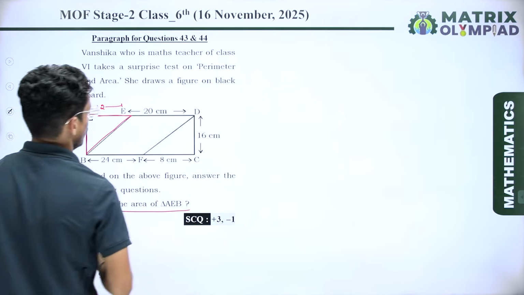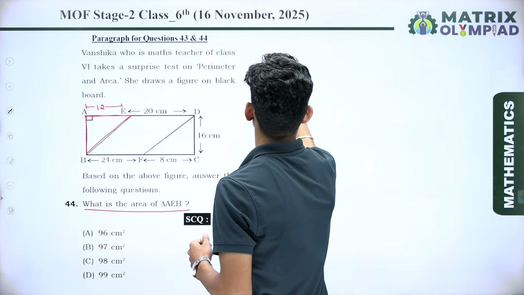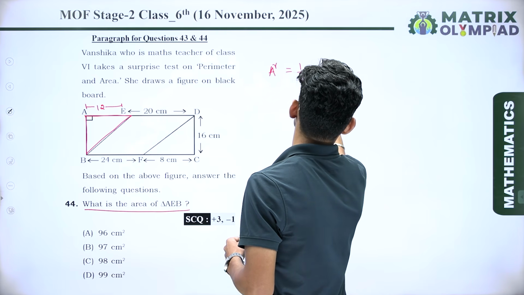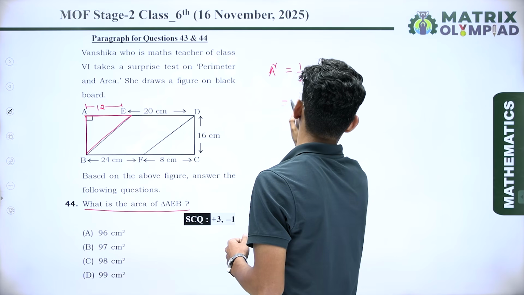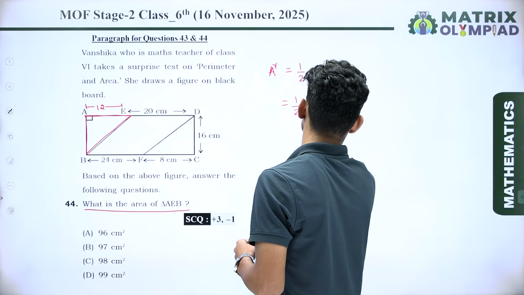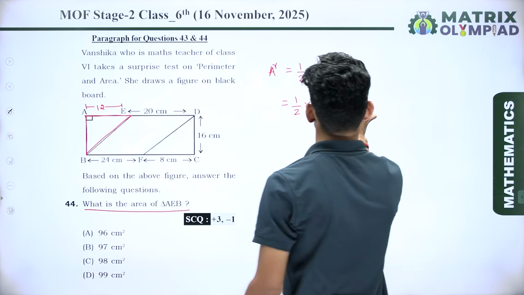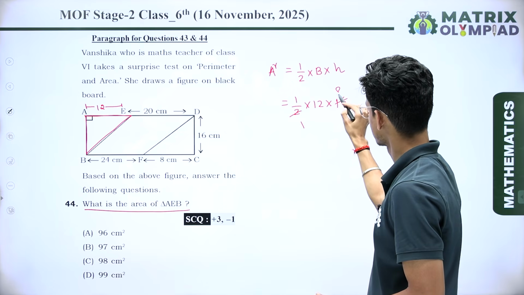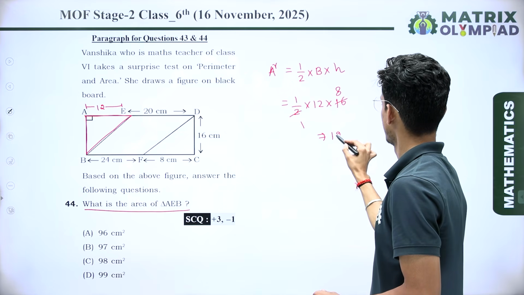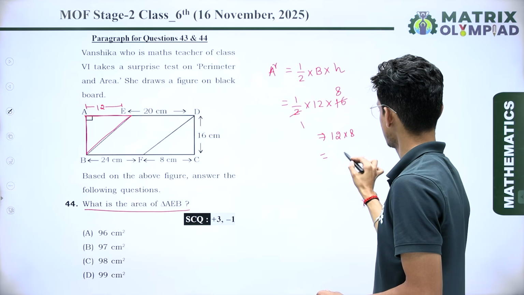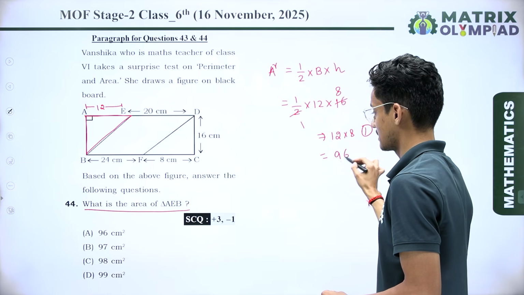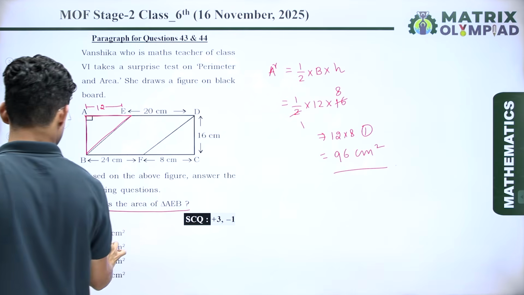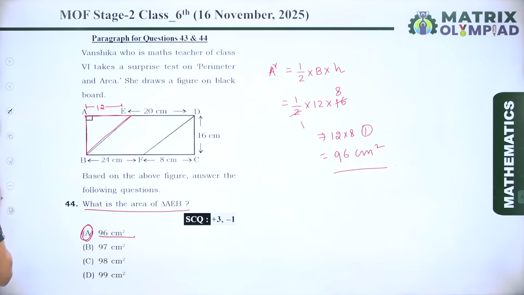So we know the area of triangle AEB is 1/2 × base × height. Here the base is 12 and the height is 16. When we simplify it, 2 × 8 is 16, so 12 multiplied by 8 is 96 centimeter square. So here option A is the correct answer.